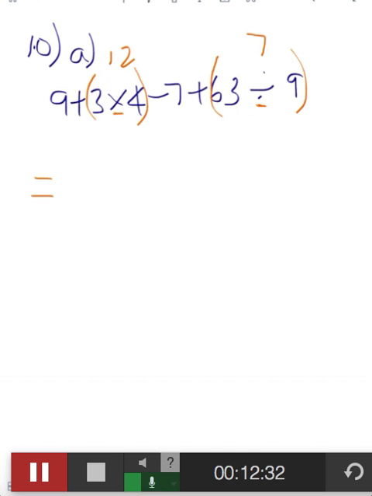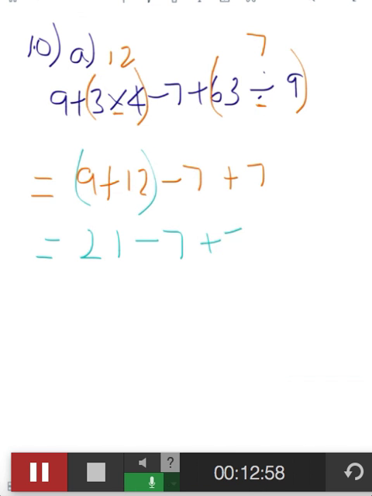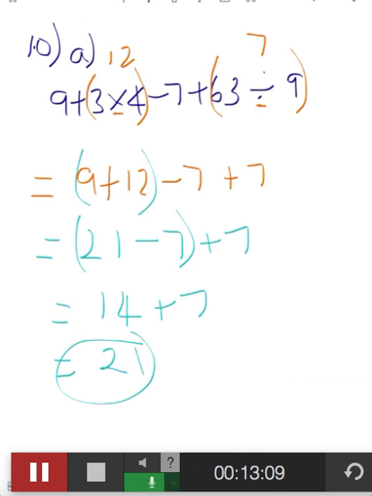Okay, so I'm going to write what I have left. I've got 9 plus 12 minus 7 plus 7. Easy. And now be very careful. Make sure you work from left to right. Okay, because in class, someone went minus 7 plus 7 is 0 first, and that was wrong. Now, what is 9 plus 12? Well, 9 plus 10 is 19, 20, 21. So we've got 21. So that was next. Take away 7 plus 7. And then 21 take away 7 is 14. And 14 plus 7 is back to 21. So your answer should have been 21 for this one.